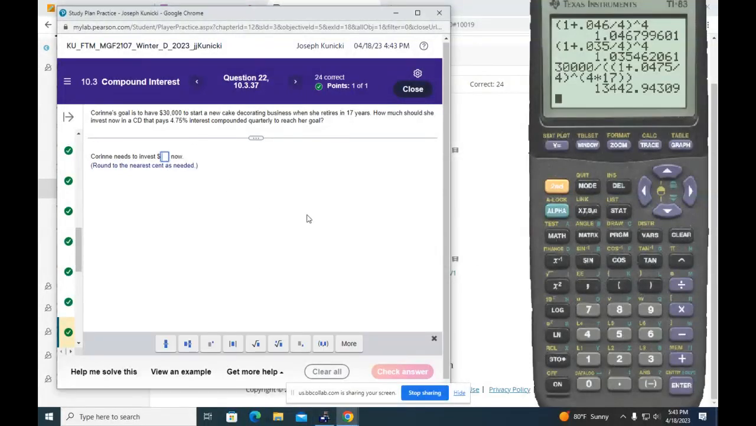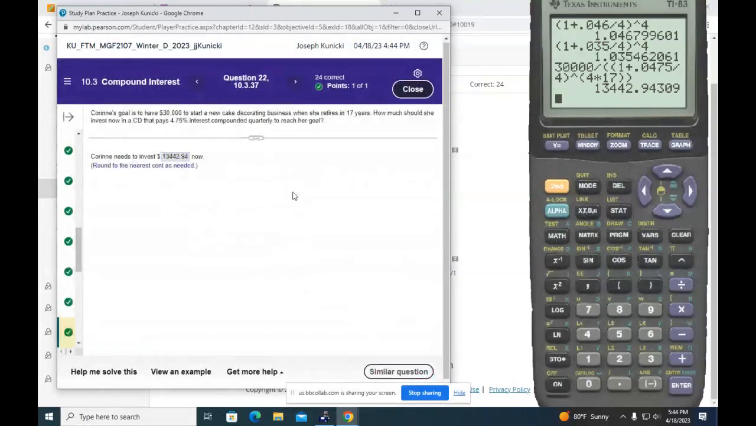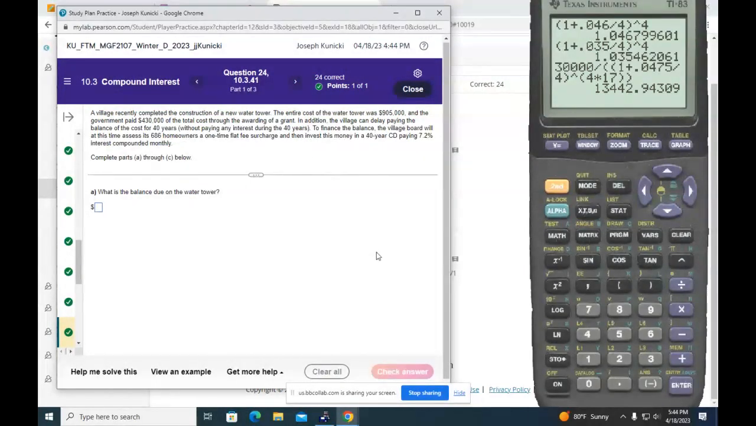So she needs to put away $13,442.94. And that'll get her 30 grand in 17 years. Okay, that's kind of a realistic scenario. And this is kind of a realistic one too. It's a little bit involved, but we can do it.